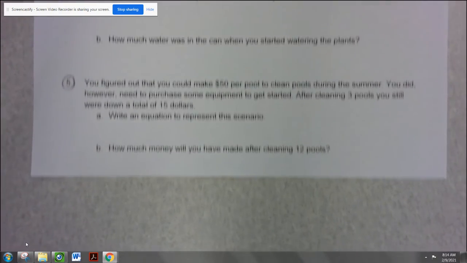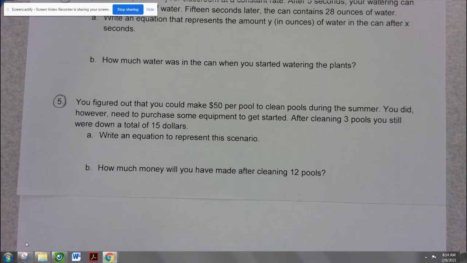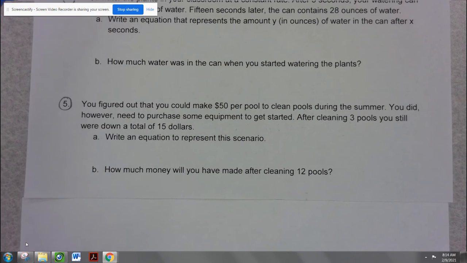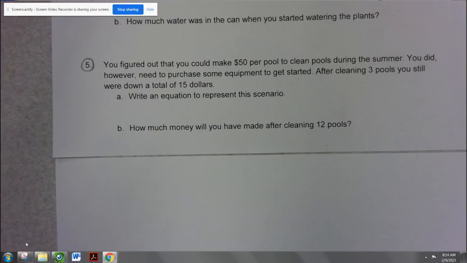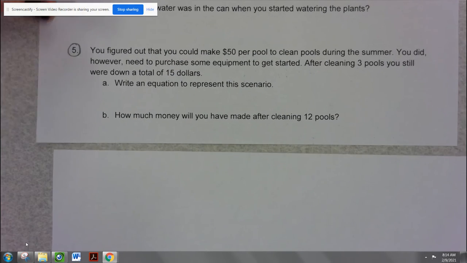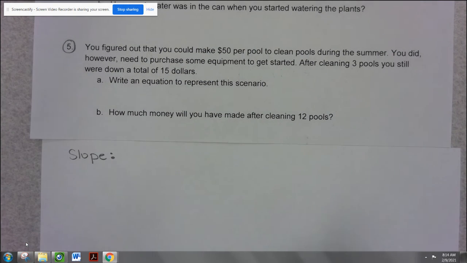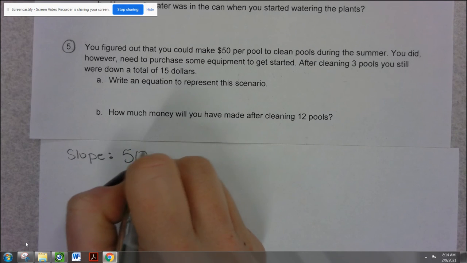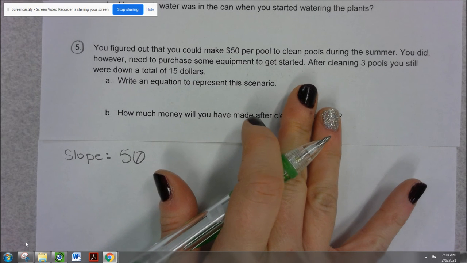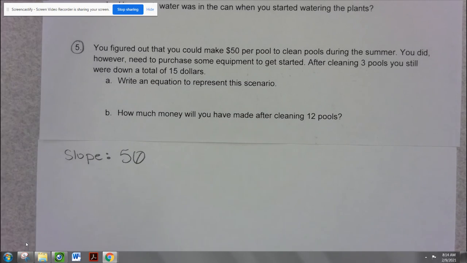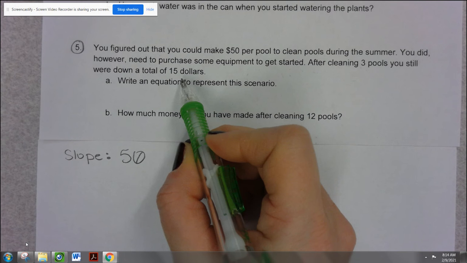All right, we've got 2 more to go through together. So for question number 5, you can make $50 per pool cleaning during the summer. Well, since it told me how much money I could make per pool, that would be my slope. And I'm earning money, so it's going to be positive. But I needed to purchase some equipment to get started. And after cleaning 3 pools, I was still down $15.